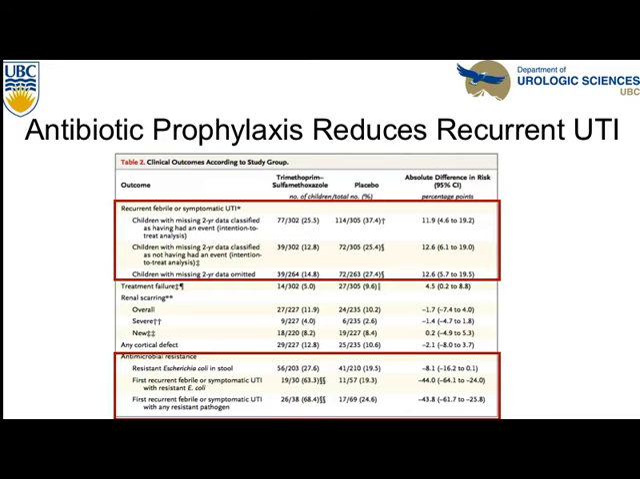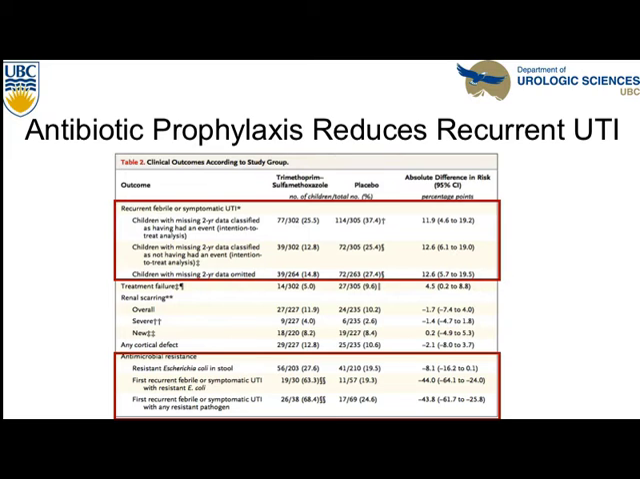Looking at the results, we find that antibiotic prophylaxis reduced the incidence of recurrent febrile or symptomatic UTIs. And that's within the red box at the top of the screen. These subpoints were just about whether they included some of the missing data in their intention-to-treat analysis or not. But you can see on the left-hand column that antibiotic prophylaxis, regardless of whether you included them or not, had a lower recurrence rate versus placebo.